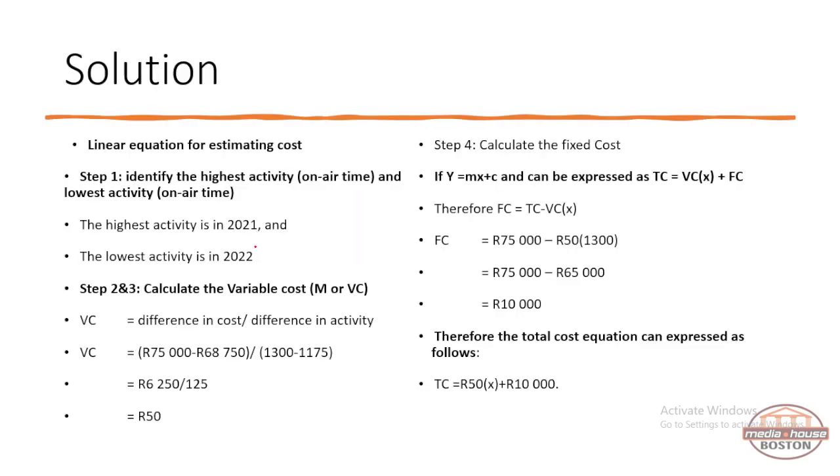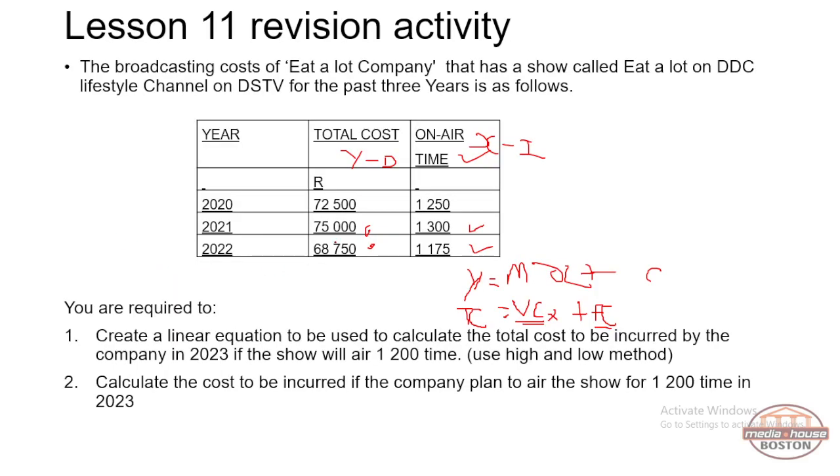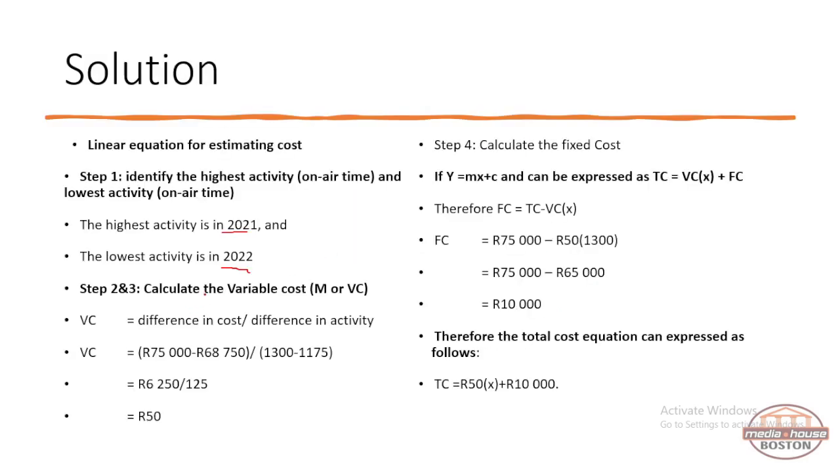So step one, identify the highest activity on airtime and the lowest activity on airtime. So the highest activity is 2021, the lowest activity is 2022. Step two is to identify the cost that is related to the lowest activity and the highest activity, which we identify to be 75,000 and the other to be 68,750. So step three is to calculate the variable cost per unit, which is M, or the VC.